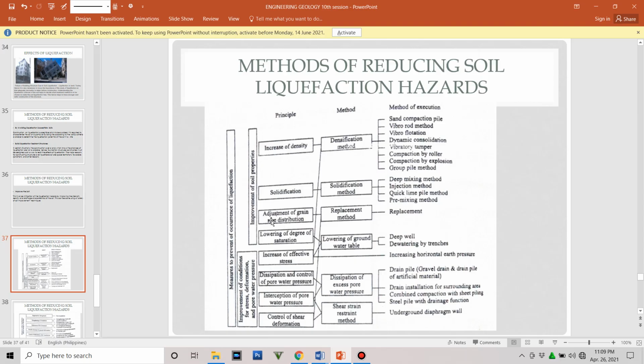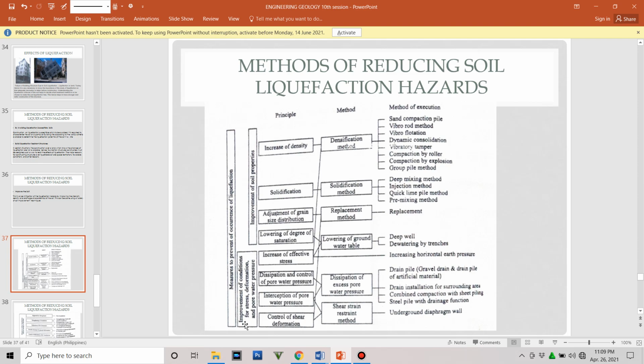Next, part of the improvement of soil properties, adjustment of grain size distribution. We're gonna replace the material. Yun lang, replacement. And then lowering of the degree of saturation. Of course, we are going to lower the groundwater table. Meron tayong deep well. Kapag nag-deep well kasi tayo, bababa yung water table. Okay? And we have the dewatering by trenches.